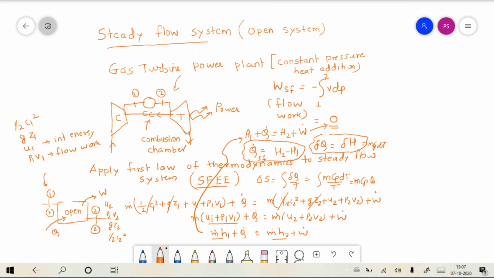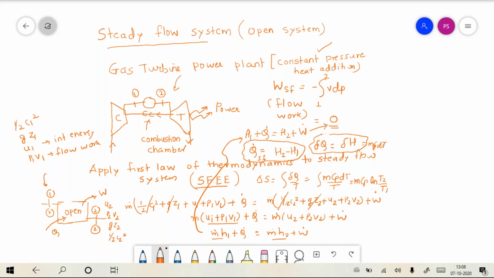Please note that if you consider a steady flow system for a constant pressure heat addition phenomenon involving ideal gases, we have obtained three different expressions. One is the work transfer, which is zero for a steady flow system when the process is a constant pressure heat addition. The heat transfer, which can be calculated as the difference in the enthalpies at exit and inlet, and the entropy change, which can be calculated as m cp log to the base e T2 by T1. So these three expressions would come in handy when you want to calculate parameters like heat transfer, work transfer, entropy change for systems which can be idealized as steady flow systems.